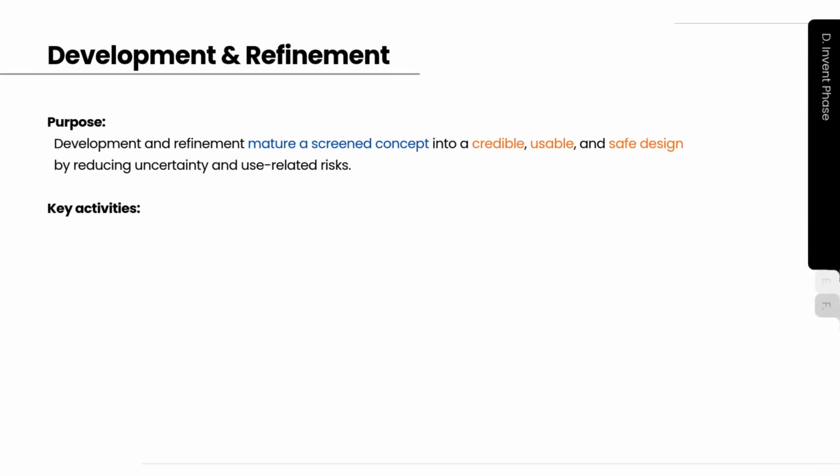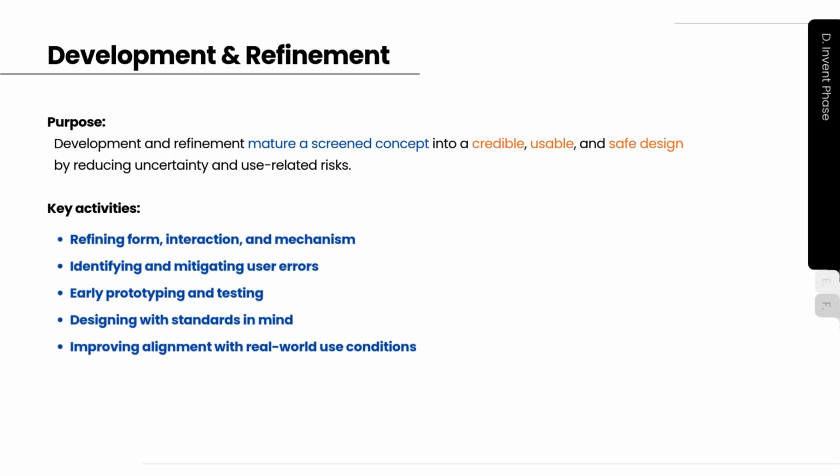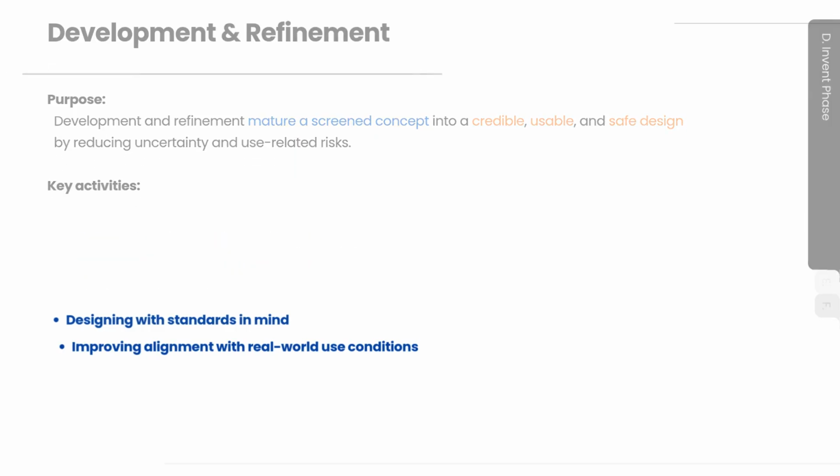After a concept passes screening, development and refinement focus on turning it into a credible, usable, and safe design. This stage reduces uncertainty by refining form, interaction, and mechanisms, identifying potential user errors, and testing early prototypes. The goal is to align the design with standards and real-world pediatric use conditions before final selection.